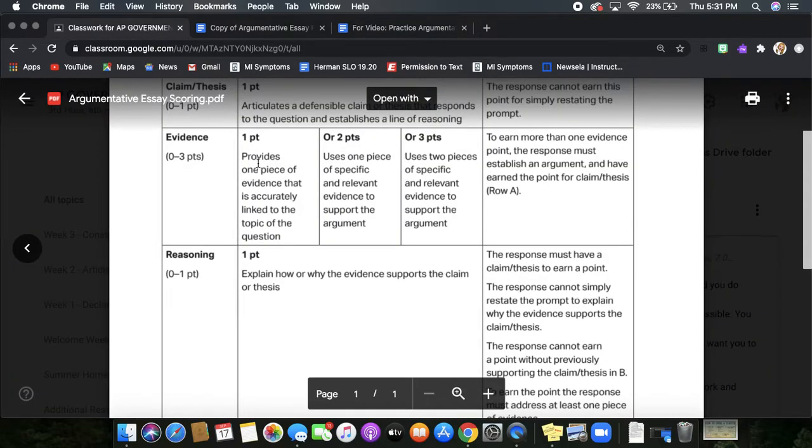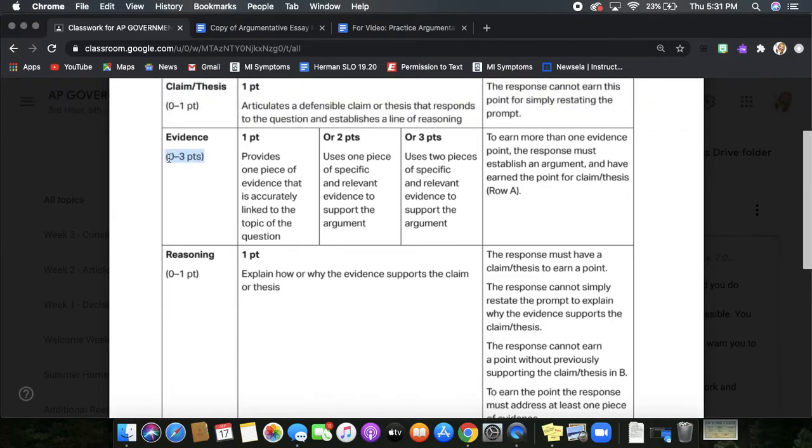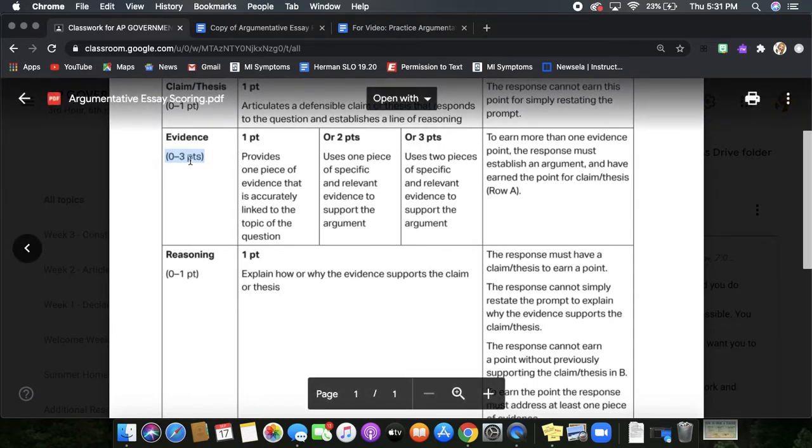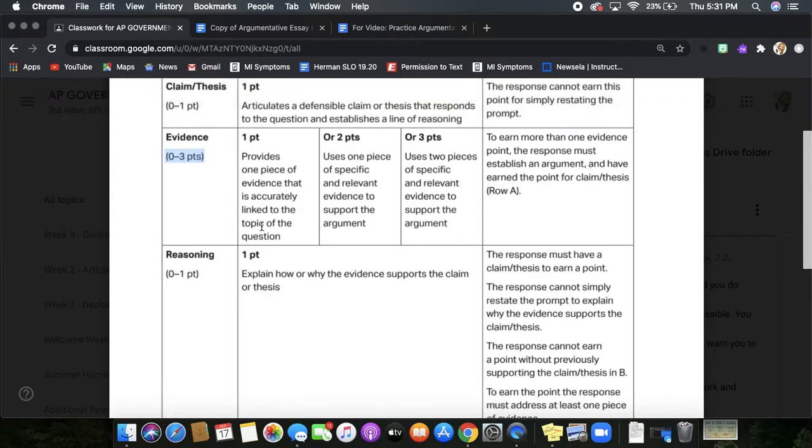So going back to this evidence, this is worth 3 possible total points. But this isn't all or nothing here. You can get partial points for evidence. You can get 1 point for using 1 piece of evidence that is accurately linked to the topic or the question. So maybe you just used the Declaration of Independence and you never used anything else to back up your reasoning. You'd probably get a 1, but it has to clearly be linked to the topic.